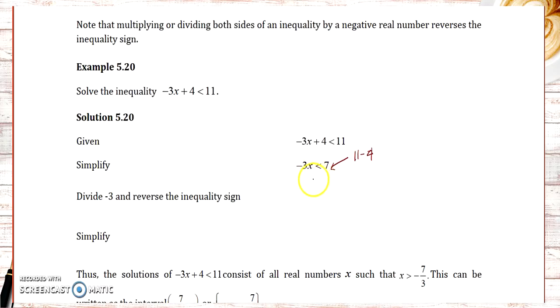Now we only need to make sure the coefficient of x is 1. To obtain coefficient 1, we divide both sides by negative 3. Since we divide both sides by a negative number, we need to reverse the inequality sign. So we get negative 3x divided by negative 3 and 7 divided by negative 3. From less than, it becomes greater than. Negative 3 divided by negative 3 is positive 1. So we have x on the left hand side greater than negative 7 over 3.